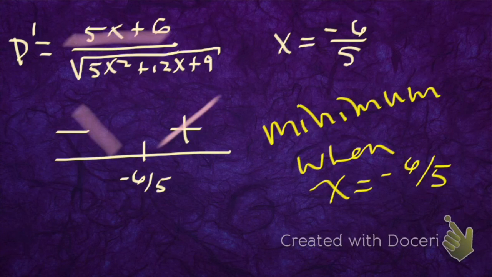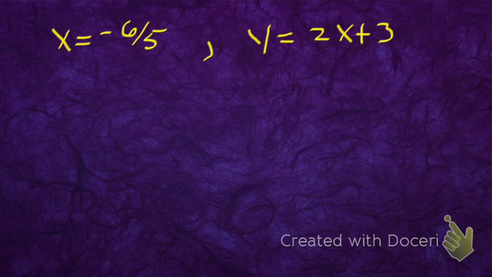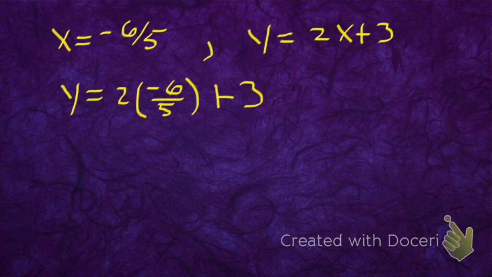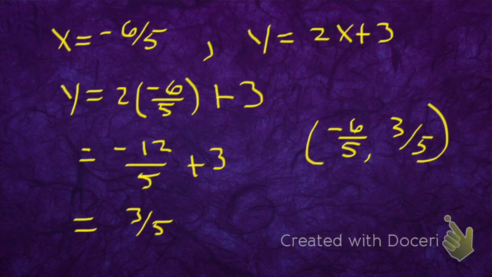So now that we've got that x, we need to go get our y. And we get our y by putting that into the constraint. We put that back in the constraint, y equals 2x plus 3. And y is 3/5. But what's my point? My point is, that's the point: minus 6/5, 3/5. Let's see if this fits our idea.